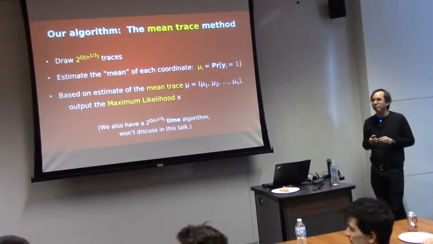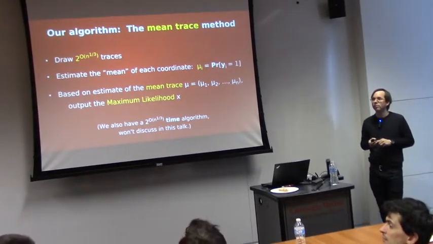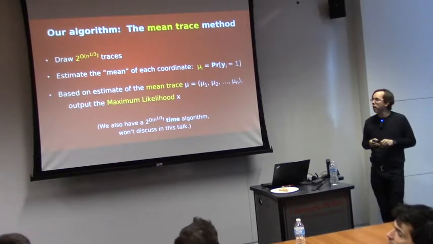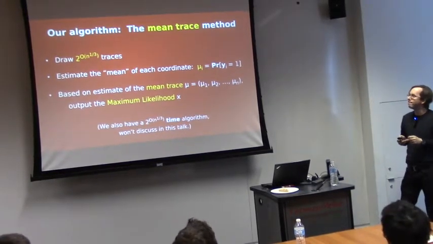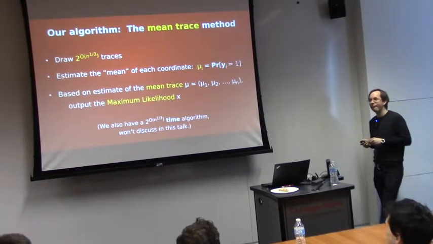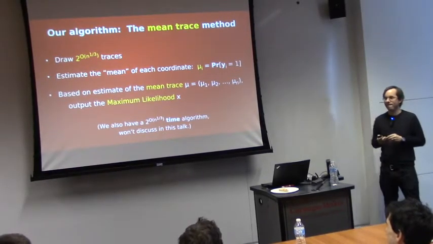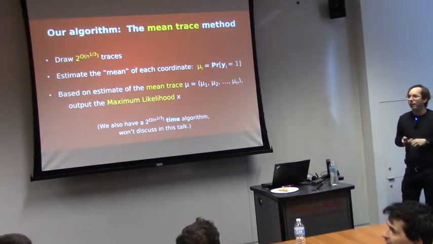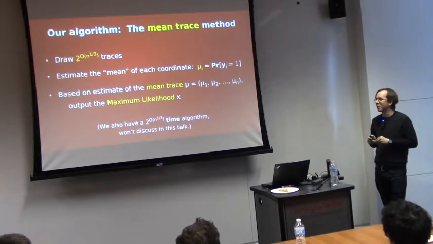So in the special case where I take 2 to the n traces, is it obvious that this algorithm works? No, I don't think so. Even if one of your samples is the actual input? Yeah, this algorithm does not use that fact, which is kind of weird.